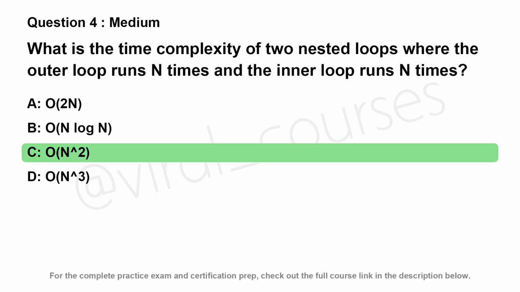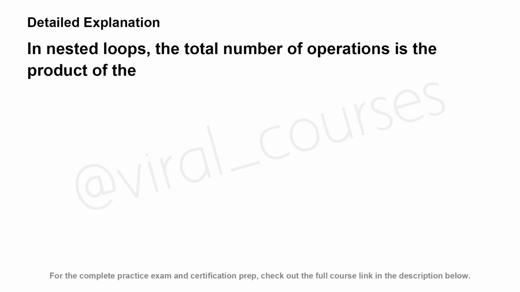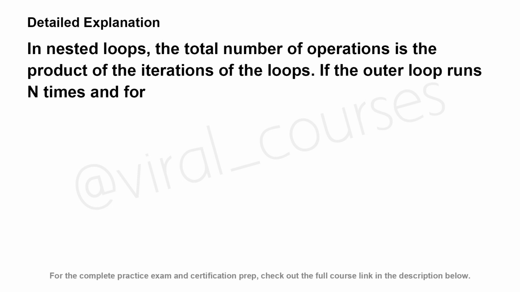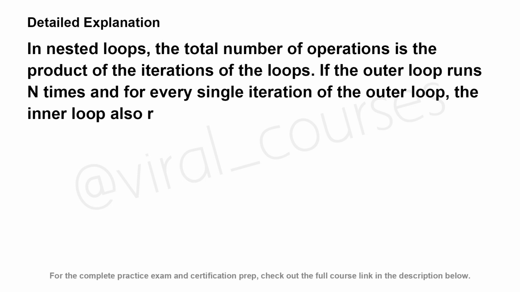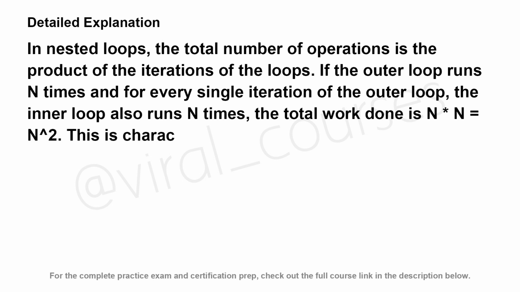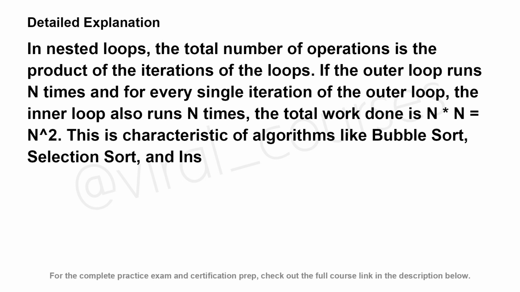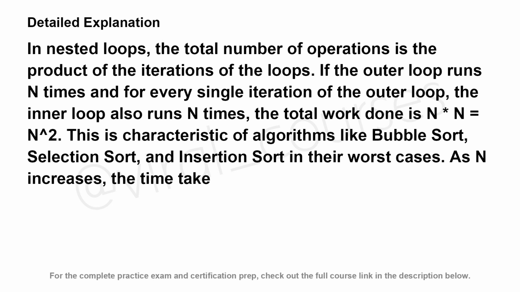The correct answer is C. In nested loops, the total number of operations is the product of the iterations of the loops. If the outer loop runs n times and for every single iteration of the outer loop, the inner loop also runs n times, the total work done is n times n equals n squared. This is characteristic of algorithms like bubble sort, selection sort, and insertion sort in their worst cases. As n increases, the time taken grows quadratically.